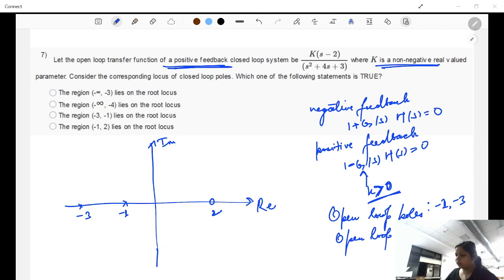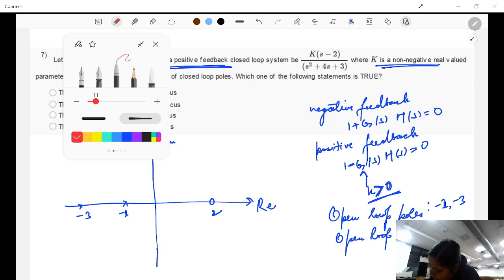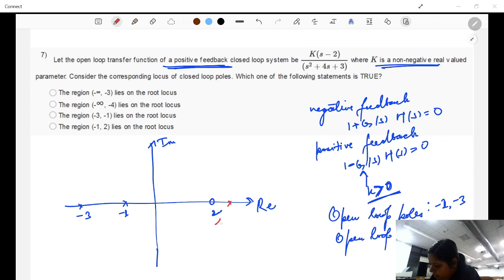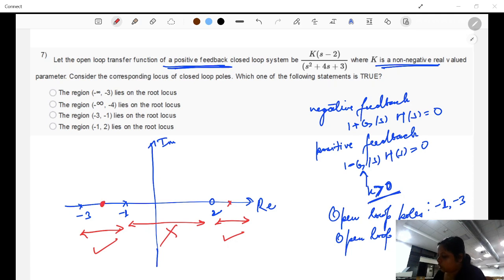Now we want to find out which region lies on the root locus. It is again the same thing: you choose a test point. Let's say I choose a test point here, somewhere here, then this would lie. If I choose a test point in this region, this would not lie. If I choose a test point here, this would lie, because you'll have two real open loop poles and zeros to the right of it. So this would be included in the root locus. This would not be included, as you just have one point to the right of it, and here this would again be included.